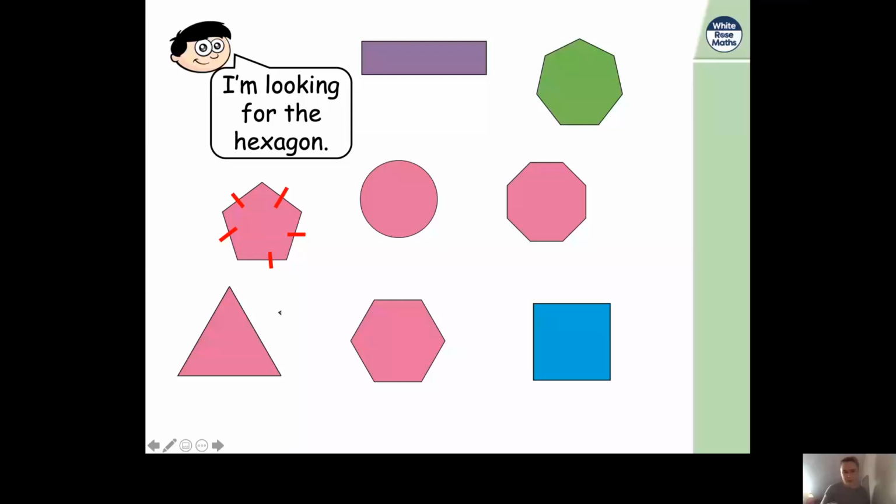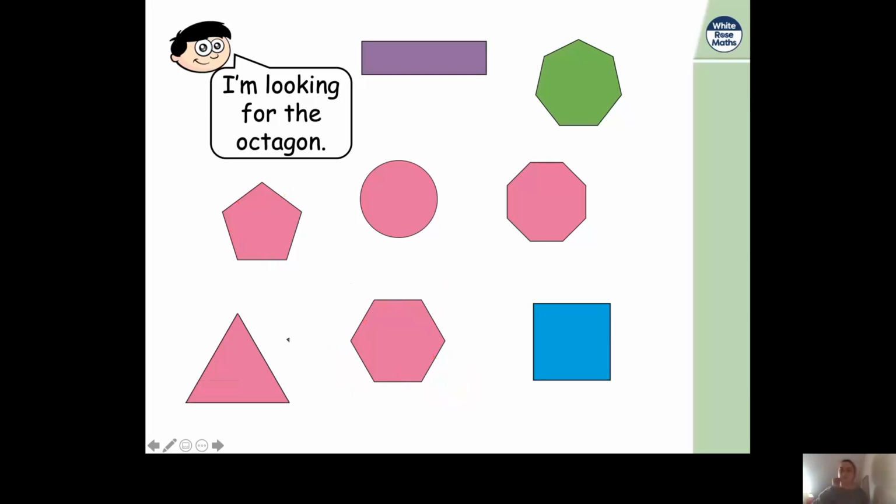Now let's try the shape at the bottom, the pink shape, not the triangle, the other one. Okay, so we've got 1, 2, 3, 4, 5, 6. Have we got any more? No, we haven't. We have got 6 sides here. So therefore, we have found our hexagon that has our 6 sides.